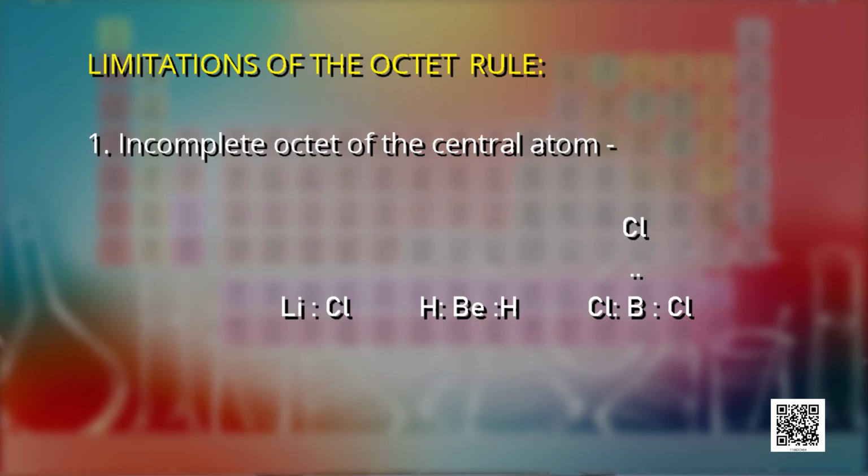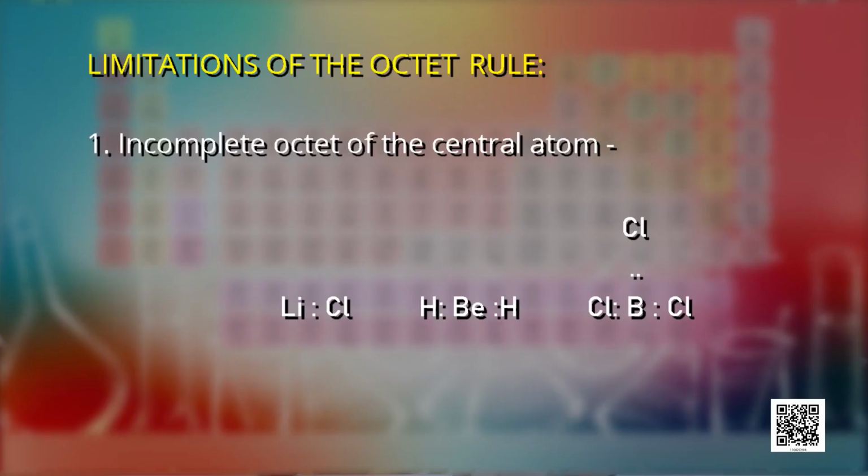First one is that sometimes in some compounds there is an incomplete octet of the central atom. That means the number of electrons surrounding the central atom is less than 8. Now, my dear learners, this is especially the case with elements having less than 4 valence electrons. As you can see on the screen, the structure like lithium chloride. Yes, see how many electrons are there around the metal, and second is BeH2, and we also have boron chloride, BCl3.